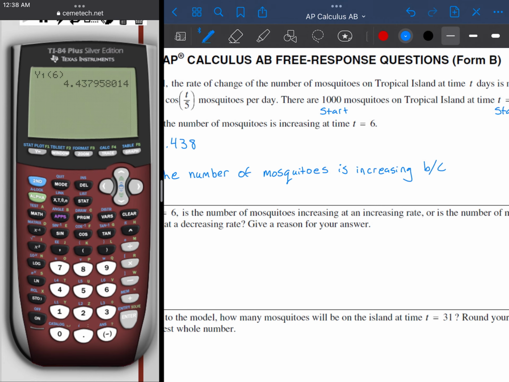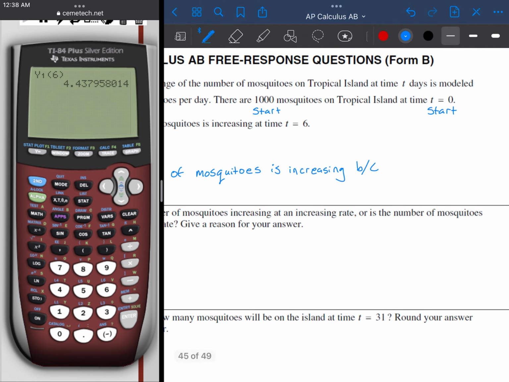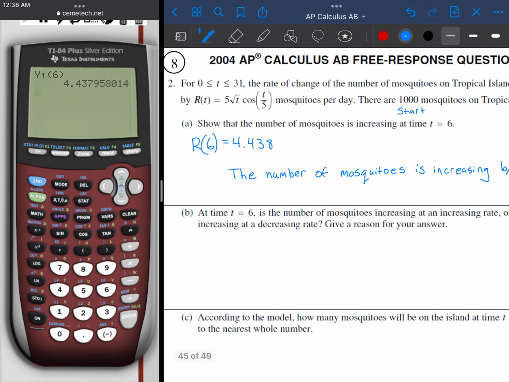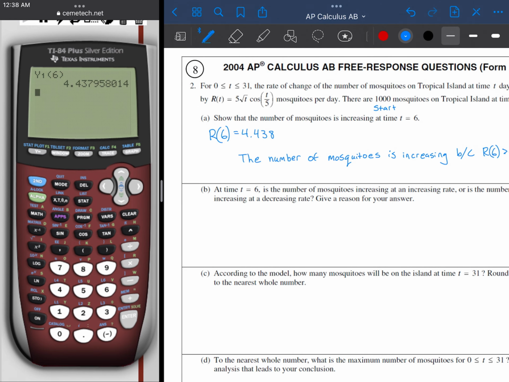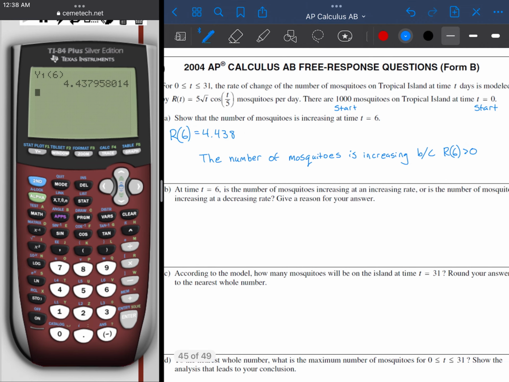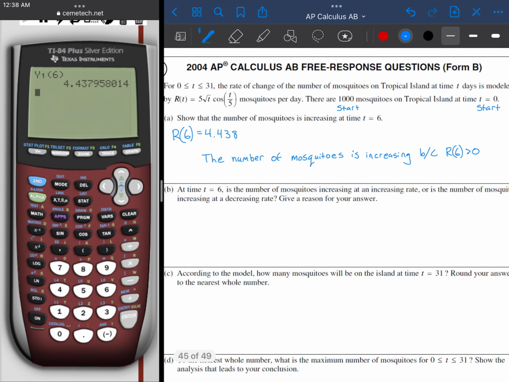Why? Because that thing that I just found, R of 6, is positive. It's greater than 0. Good enough for me. What about B? At time t equals 6, the number of mosquitoes is increasing. Or is it increasing at an increasing rate or increasing at a decreasing rate?